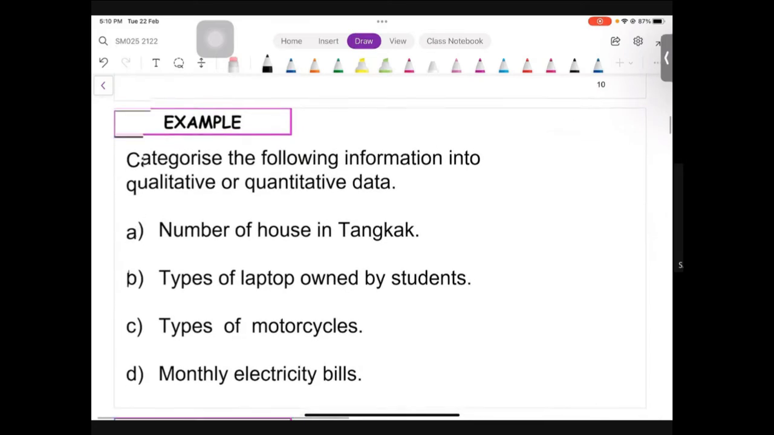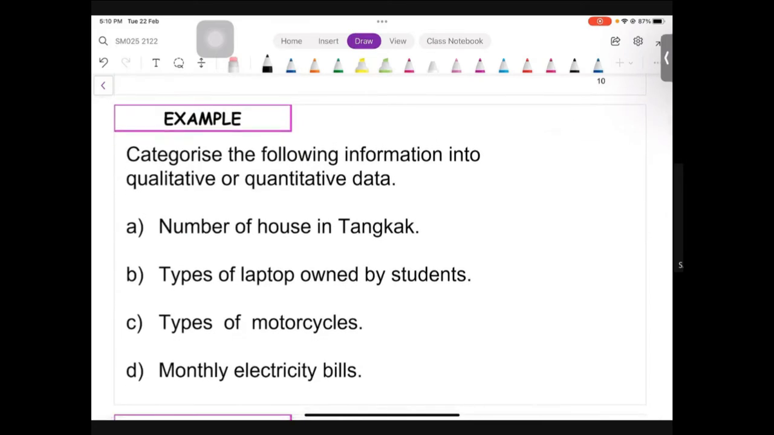Okay, so categorize the following information into qualitative or quantitative.